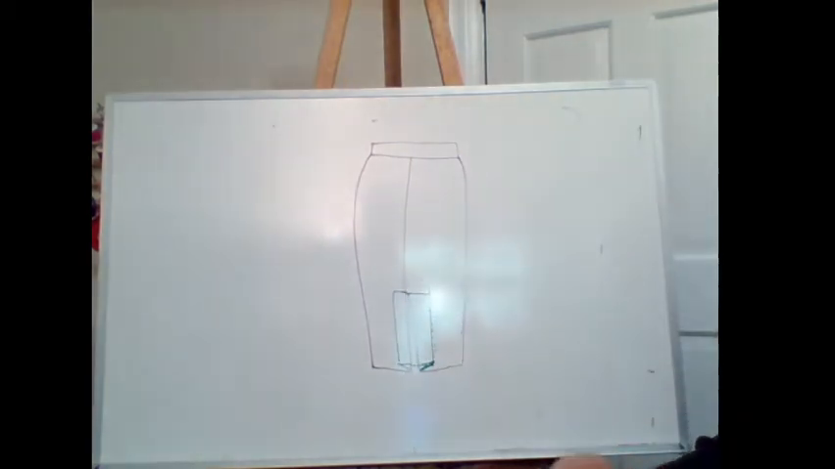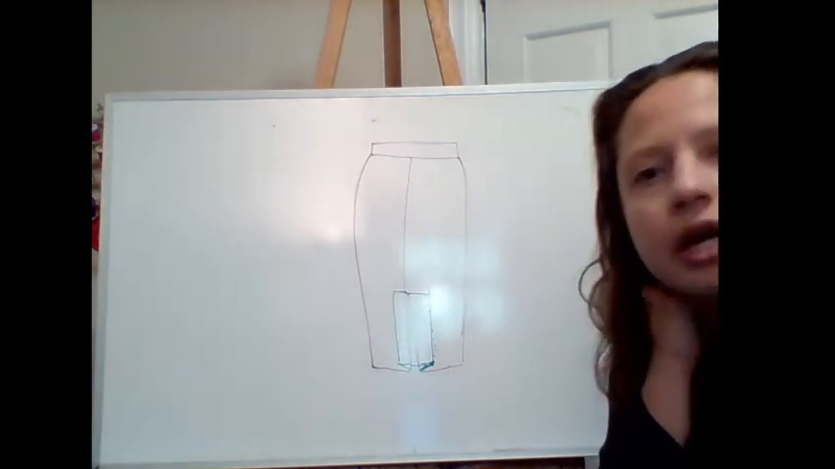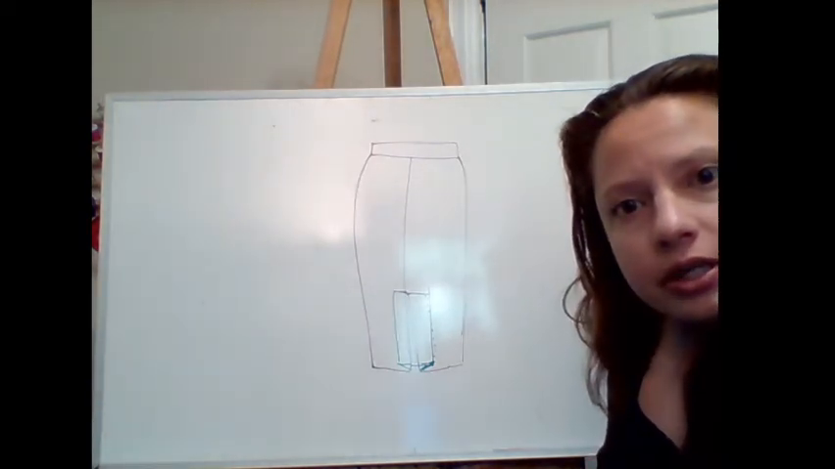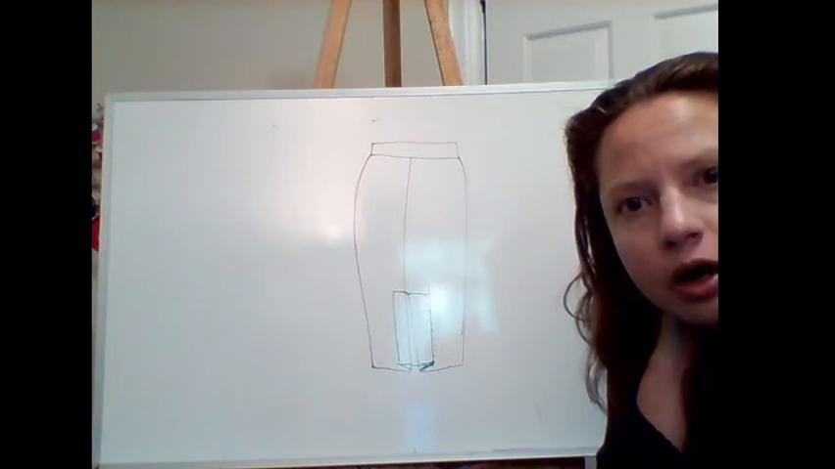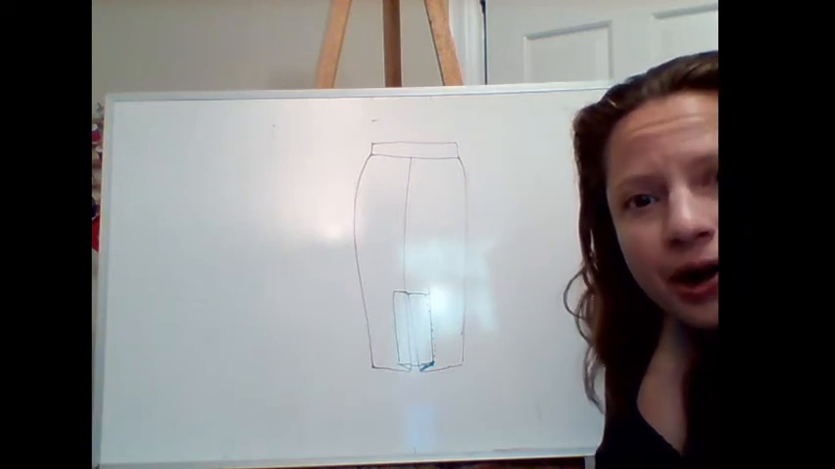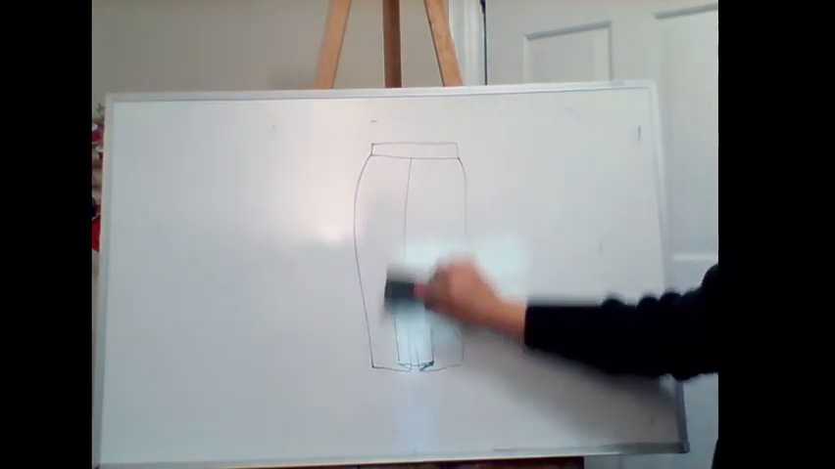Kind of like this. So this little extra pleat on the inside, although we can't see it, is there to allow us a little extra ease for our walking purposes. Alright, so that's walking ease.